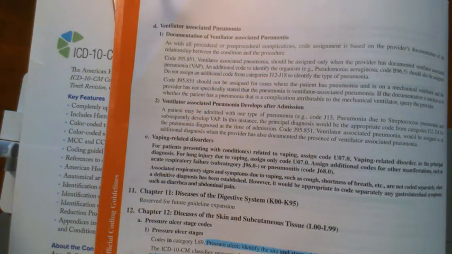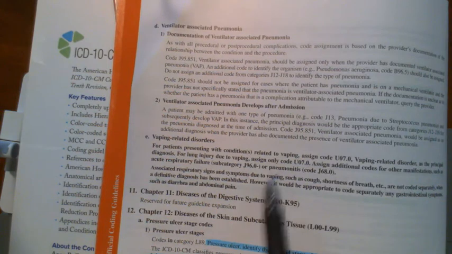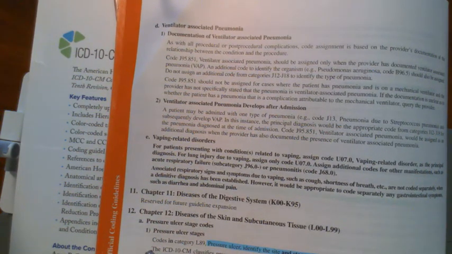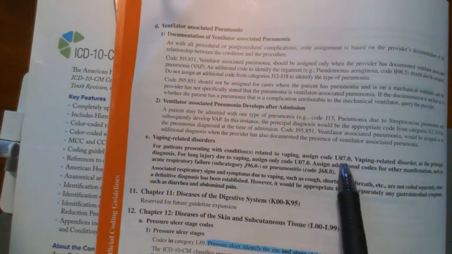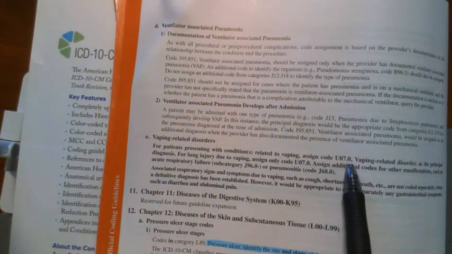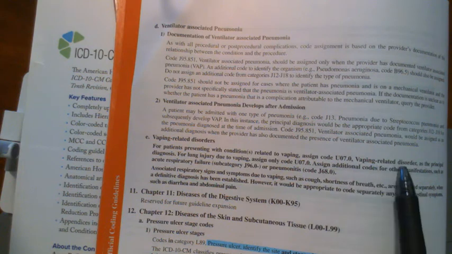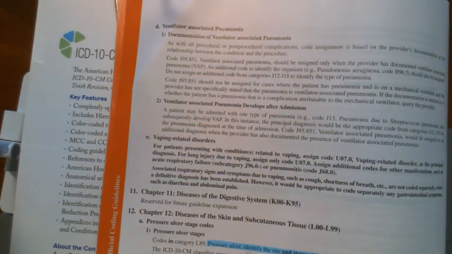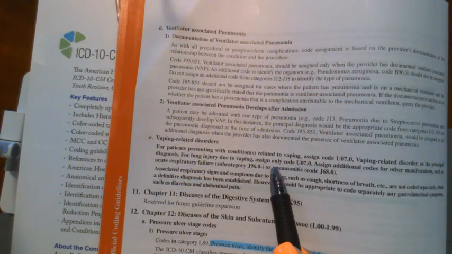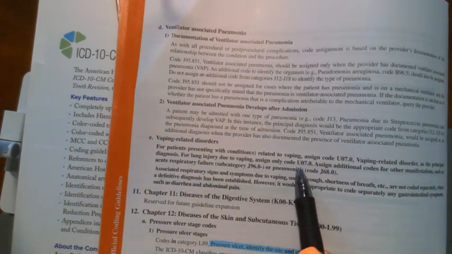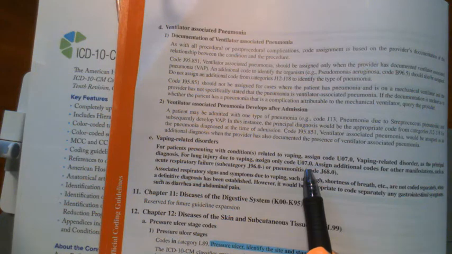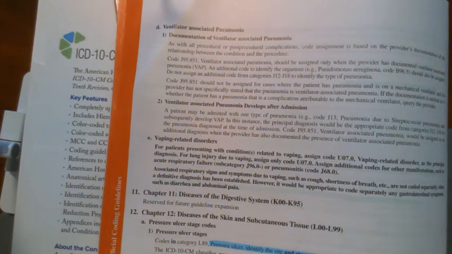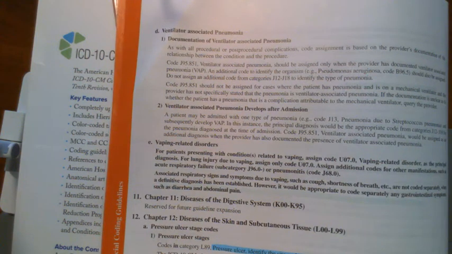And lastly, vaping-related disorders. This is a new guideline this year. For patients presenting with conditions related to vaping, we want to assign U07.0. This is vaping-related disorder, and it could be the principal diagnosis. For lung injury due to vaping, we assign only the code U07.0, and then assign additional codes for other manifestations such as respiratory failure or pneumonia.